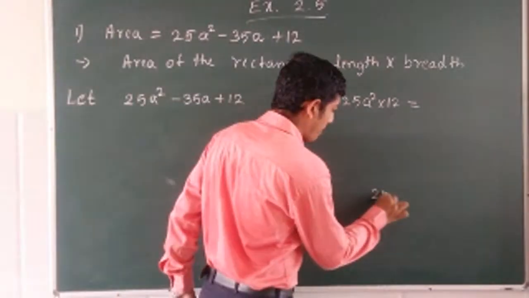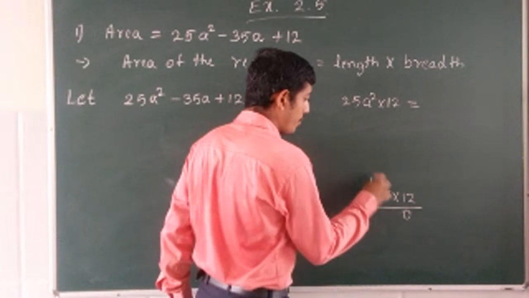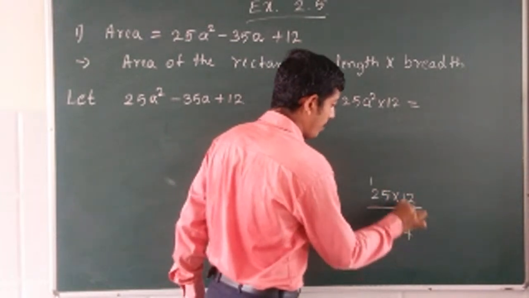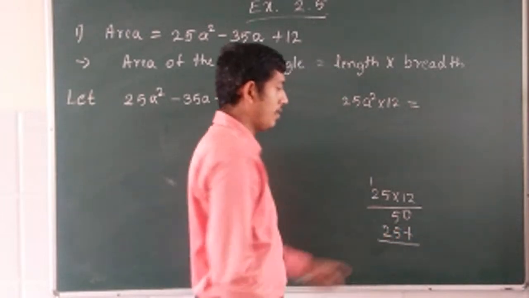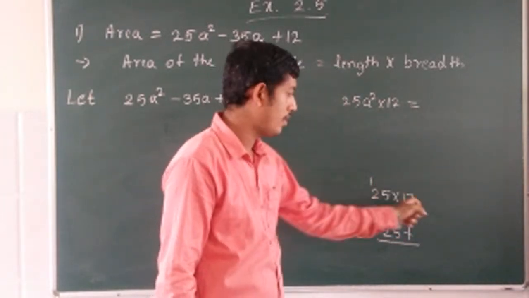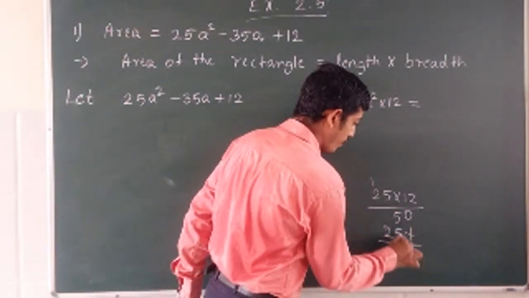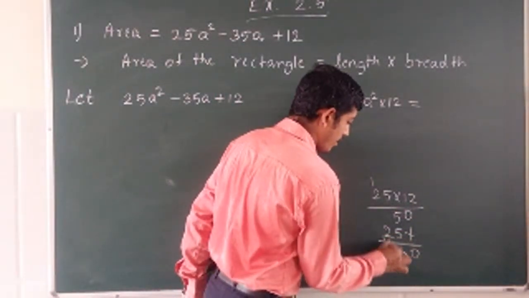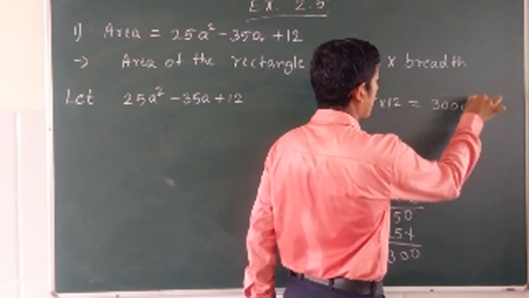So yes, 25 into 12. 2 fives are 10, 2 to the 4 plus 1, 5. Plus 1, 5 are 5, 1 to the 2. Correct? 2 fives are 10, 1, 2 to the 4 plus 1, 5. Then 5, 0, 5 plus 5, 10. 2 plus 1, 3. So it becomes 300a square.